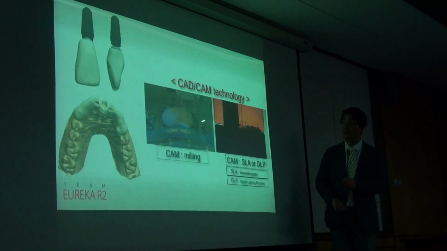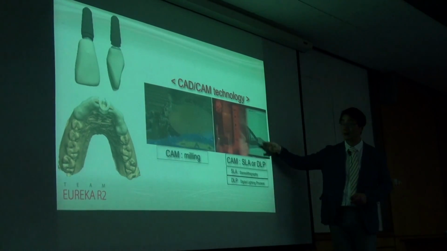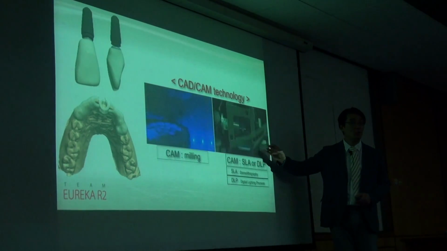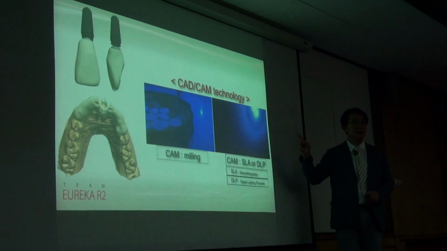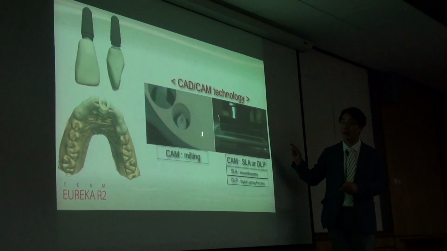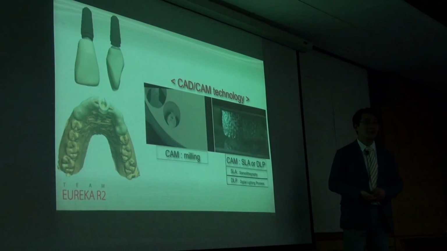Nowadays, we're using these 2 great technology. One is the milling machines, the other is the 3D printing. So using a 3D printing, we print out the stent. Its accuracy is under 100 micrometers. And this is also nice. So we can make some zirconia or PMMA crowns.